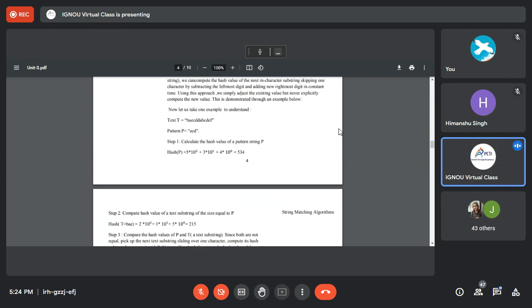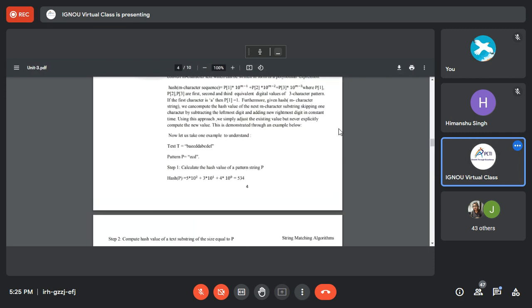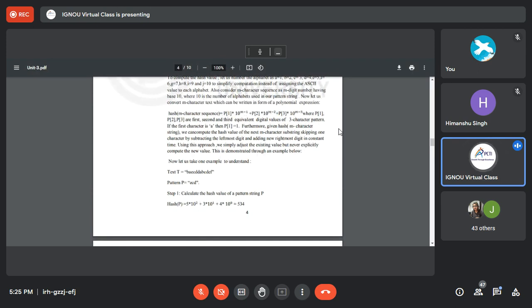That is ECD. So the ECD hash value is 534, which is equal to the hash value of P. So when we compare each character of the pattern with each character of the substring, all characters are equal. The pattern string was found. So for this algorithm, you have to first find the hash value of the pattern string.